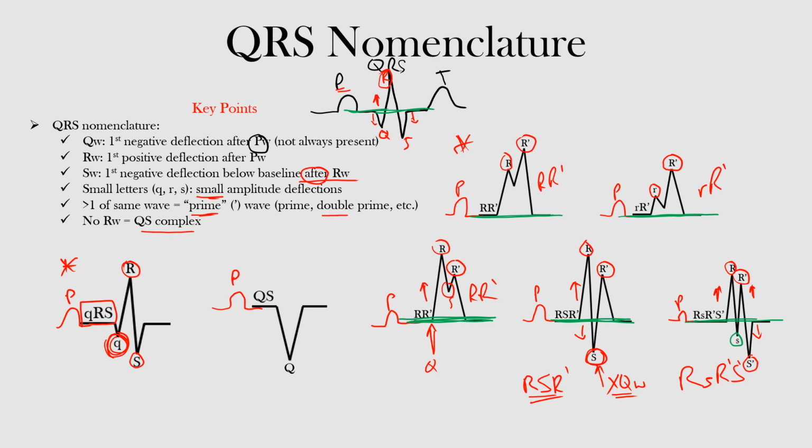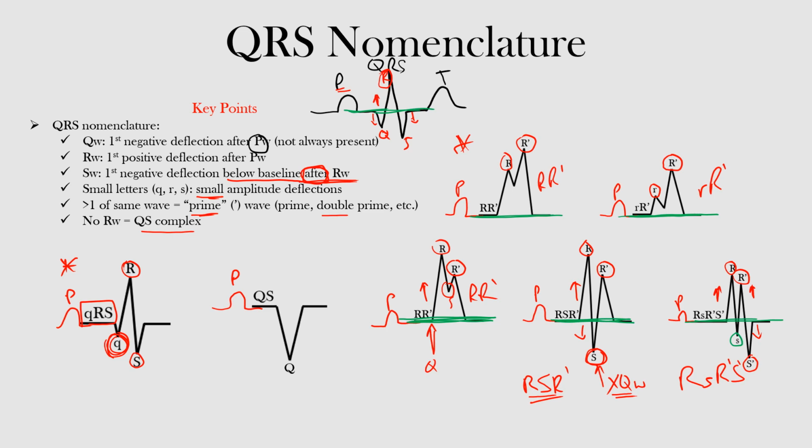Next, we talked about the R wave. This is the first positive deflection after the P wave, okay? We saw a lot of those. Then the S wave is the first negative deflection below that baseline after the R wave, okay? We use small letters to imply that the amplitude of these deflections was small, okay? You don't always see that when people use them, but that's technically correct.